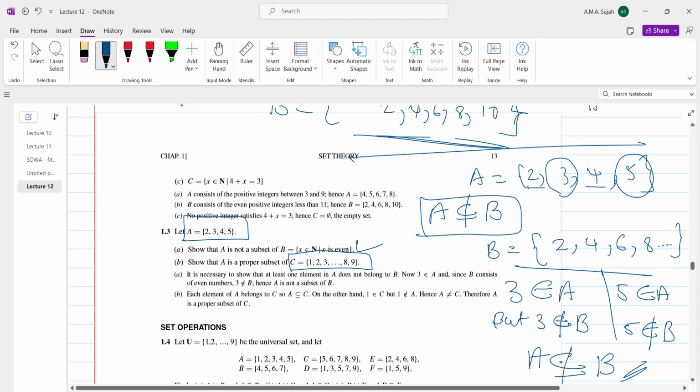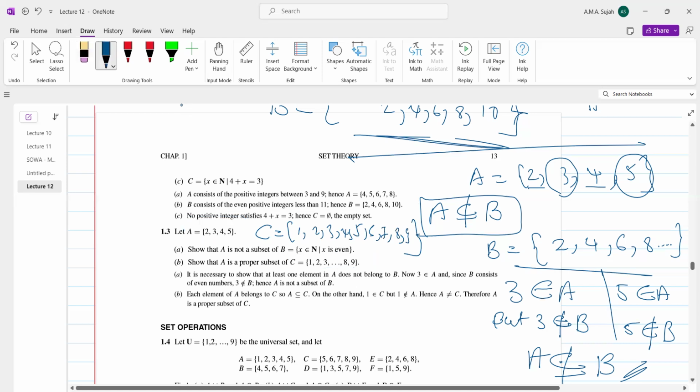Tell me how to prove proper subsets. So first of all, you can write the set C, right? The set C is equal to 1, 2, 3, 4, 5, 6, 7, 8, 9. This is the set C.